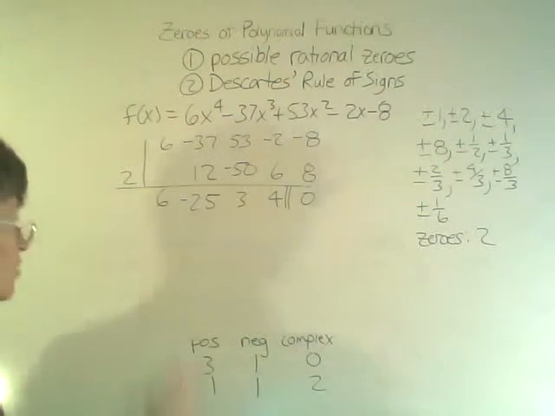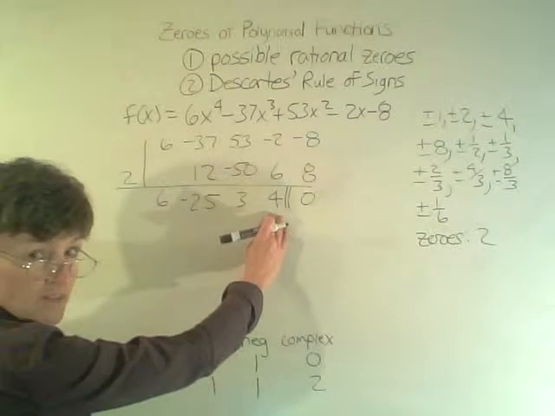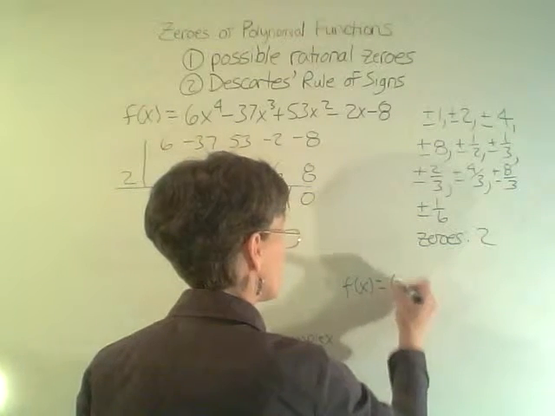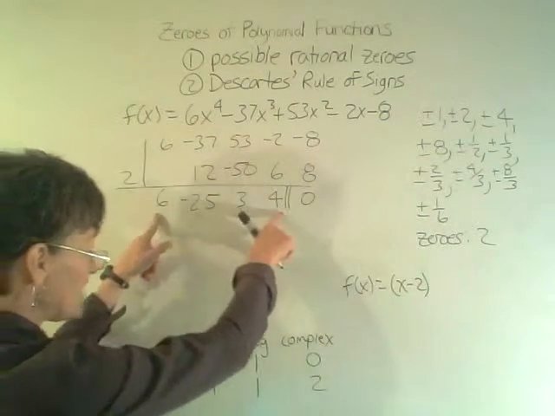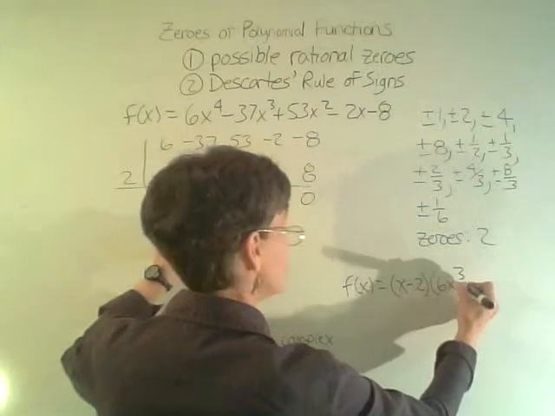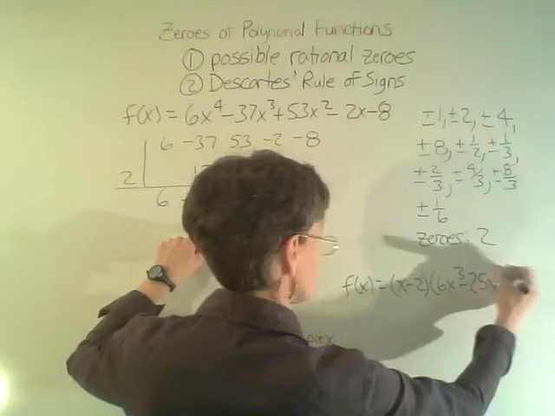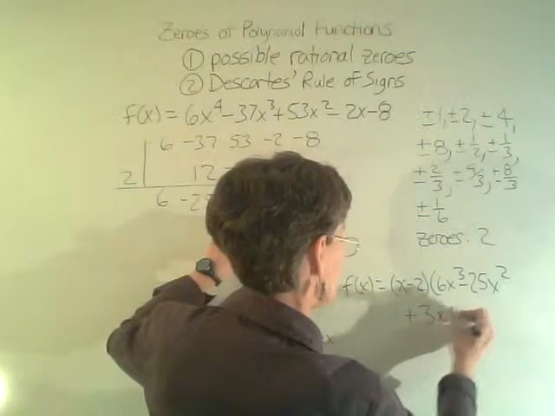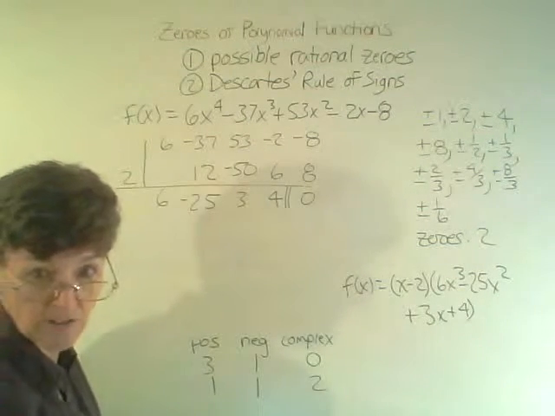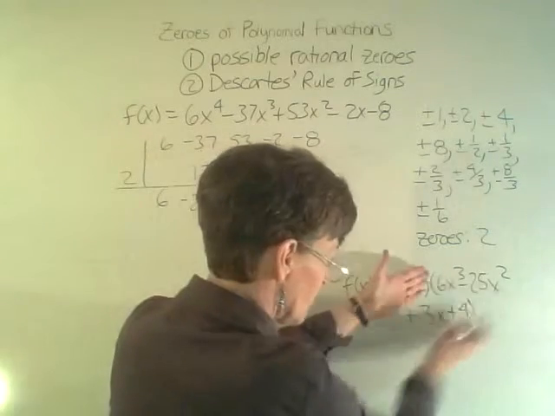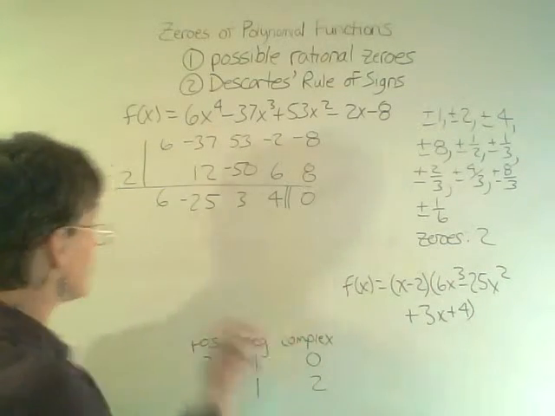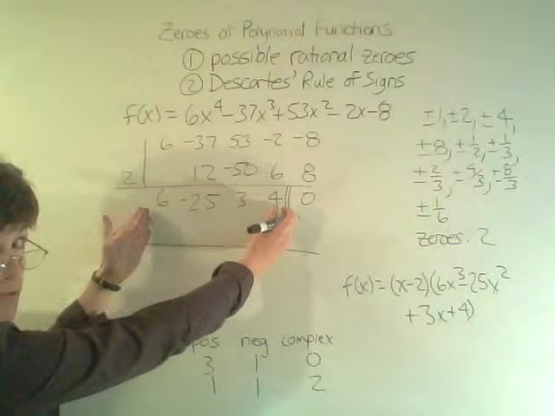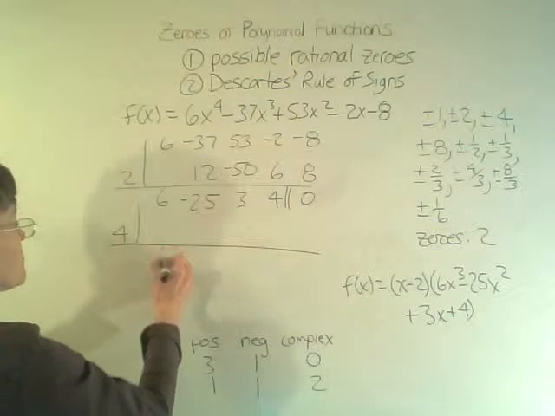Alright, well let's try another number, only this time I only have to try it with what's left. If x minus 2 is a factor, then the remaining factor is 6x cubed minus 25x squared plus 3x plus 4. That's my remaining factor. So now I can just work with this and try to find the zeros that are a part of this. Well, let's try the number 4. If I try the number 4, then I'm just going to use my quotient.